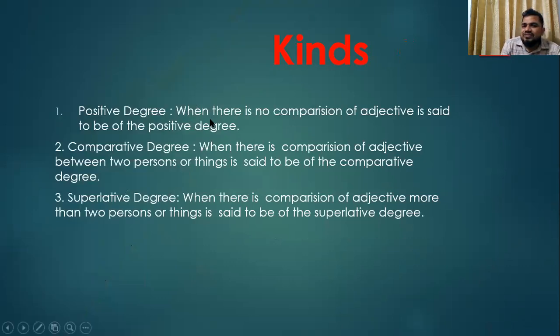Positive degree: when there is no comparison of adjective, it is said to be of the positive degree. Adjective er jokhon kono tuluna hoy na tokhon tar positive degree hoy. Comparative degree: when there is comparison of adjective between two persons or things, it is said to be of the comparative degree. And what is called superlative degree? When there is comparison of adjective more than two persons or things, it is said to be of the superlative degree.